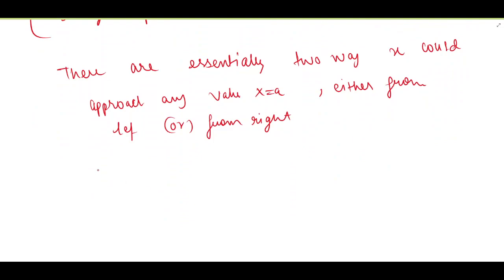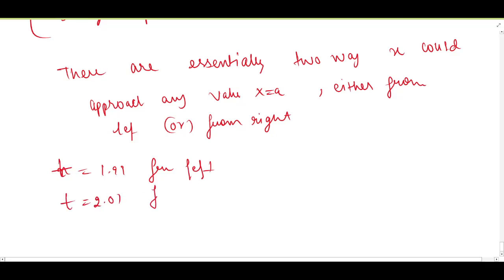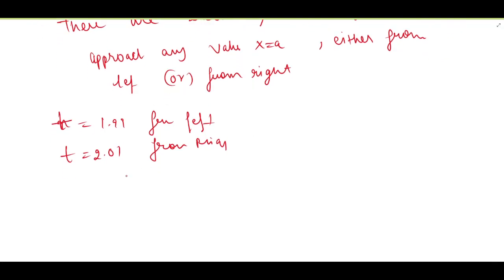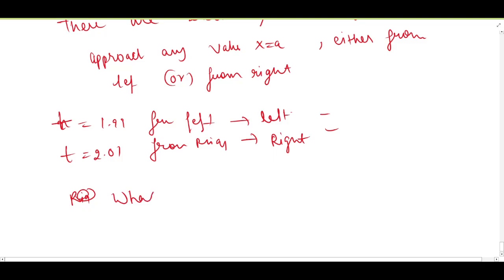As we have seen from the example of velocity, where t is equal to 1.99 from the left, and t is equal to 2.01 from the right, there we get two limits. So this is the right hand limit and this is the left hand limit. So what is the right hand limit? Right and left hand limit.